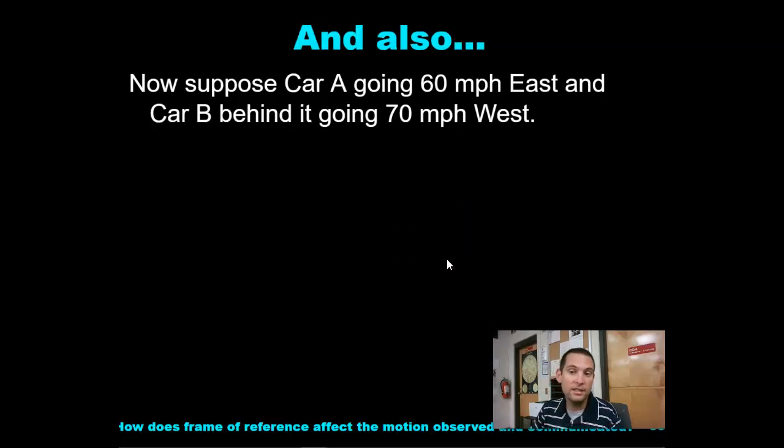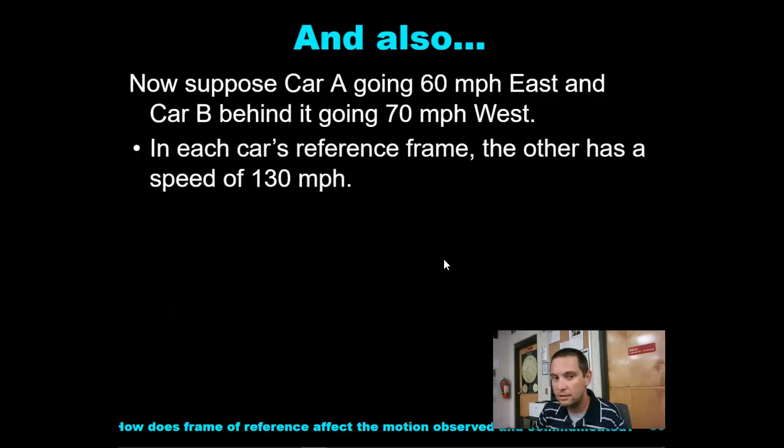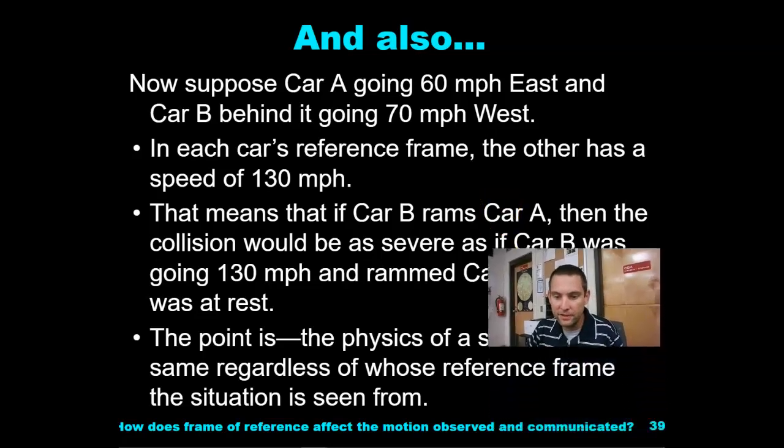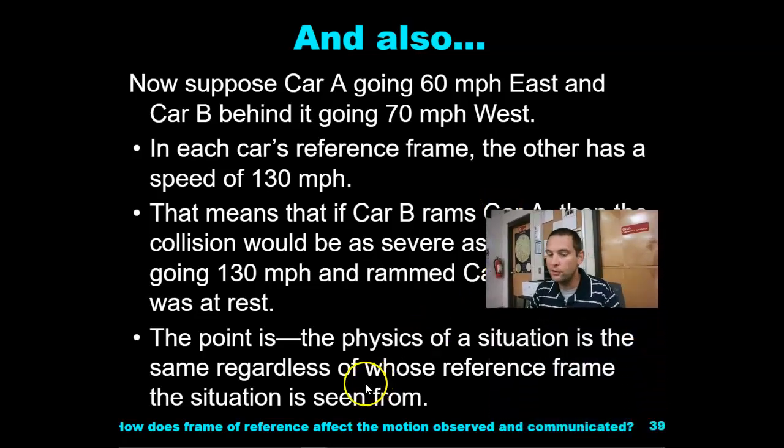Now if we have car A going 60 miles per hour east and car B behind it going 70 miles per hour west, in each car's frame of reference, the other has a speed of 130 miles per hour. Super dangerous stuff. We go into it more in another video if you are looking for the solutions to those problems. That means if car B rams car A, the collision is as severe as if car B was going 130 miles per hour and rammed car A while it was at rest. Point is, the physics of a situation is the same regardless of whose reference frame the situation is seen from.